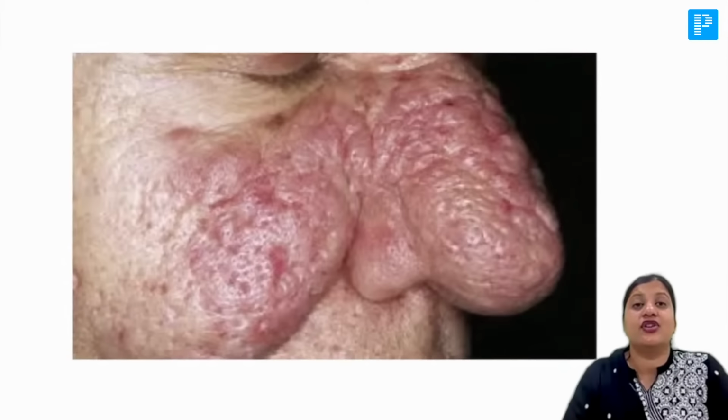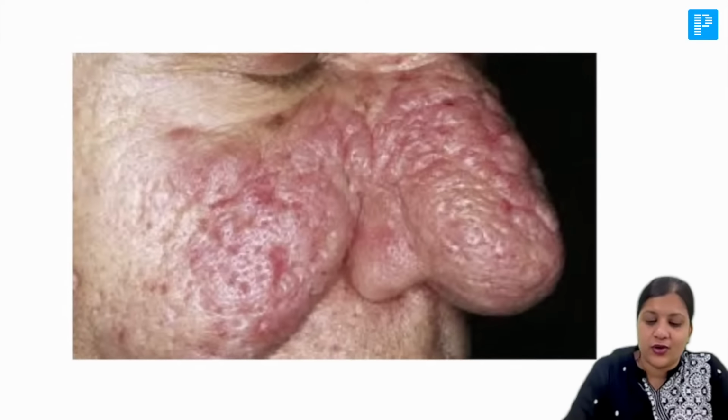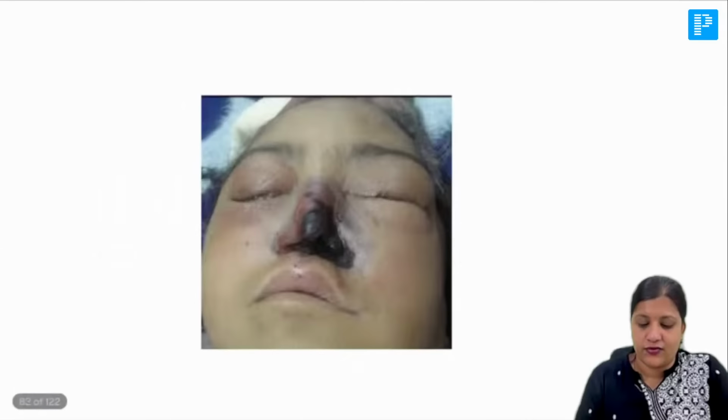What is this condition where there is hypertrophy of the sebaceous gland seen in elderly, diabetics, following acne, rosacea, where we do laser debridement of the tissue? What do we call this? This is called rhinophyma. Very good. So that's your rhinophyma.